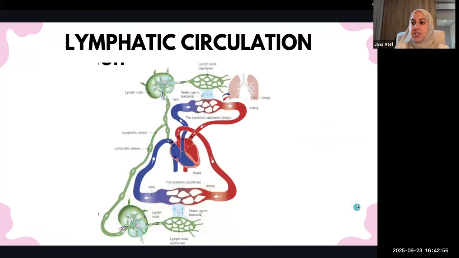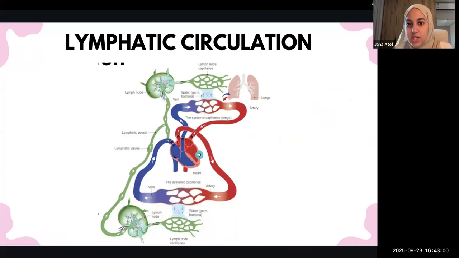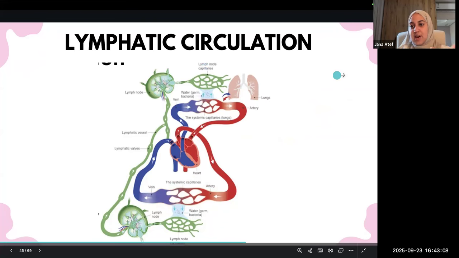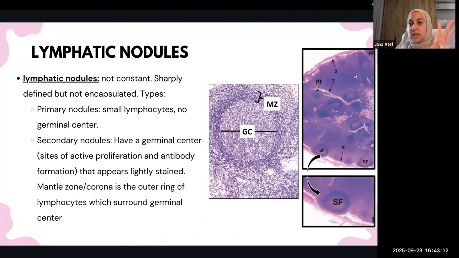Okay. Circulation, like I said, this is our normal circulation from the heart to the heart, everything good. Now, beside it, attached to the side, you have the lymphatic circulation. This is what we said: the lymph nodes, the immune cells. This is how we filter our blood. Okay. Now, the nodules. This is where it becomes important.